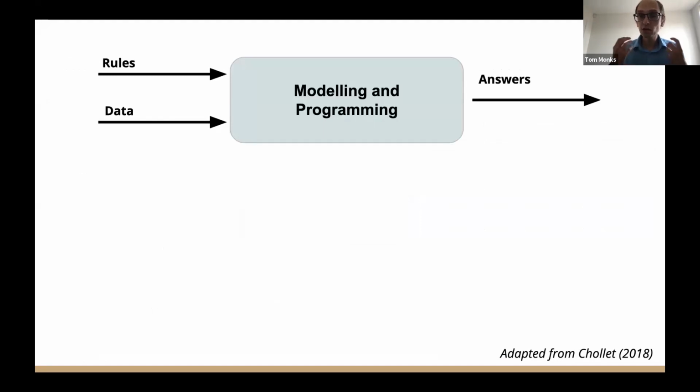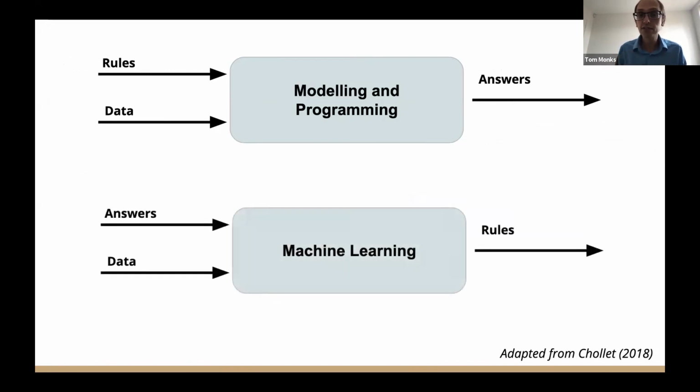So we come up with our rules ahead of time, and we take those with our data and we feed those into a model, a program, and that produces our predictions, our answers for us. Machine learning flips that axis on its head. So instead, we label all of our data in advance. So we have all the answers to our data, and we pass both those answers and the data to a machine learning algorithm, and it trains, it learns from that data, and that infers the rules within the data.